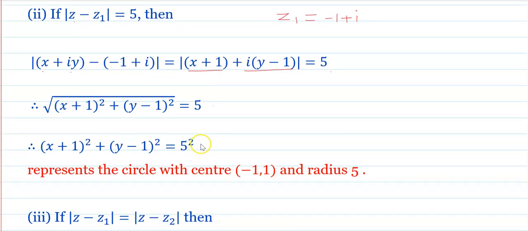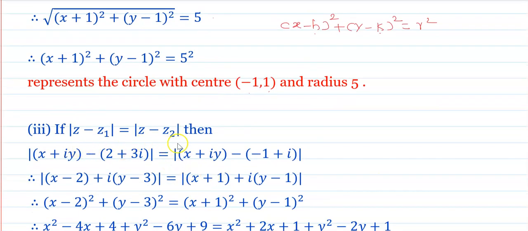Now this circle, this is the center-radius form. So what is that center-radius form? You will learn in Mathematics 1. Okay, in the next chapters you will learn that. In the circle chapter, (x minus h) whole square plus (y minus k) whole square is equal to r square. And here the value of h is minus 1, the value of k is 1. Its radius is 5. Okay.